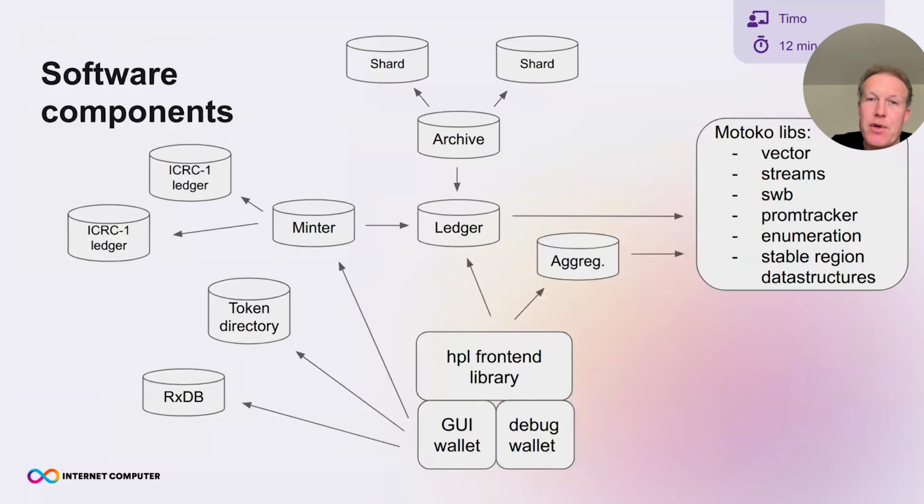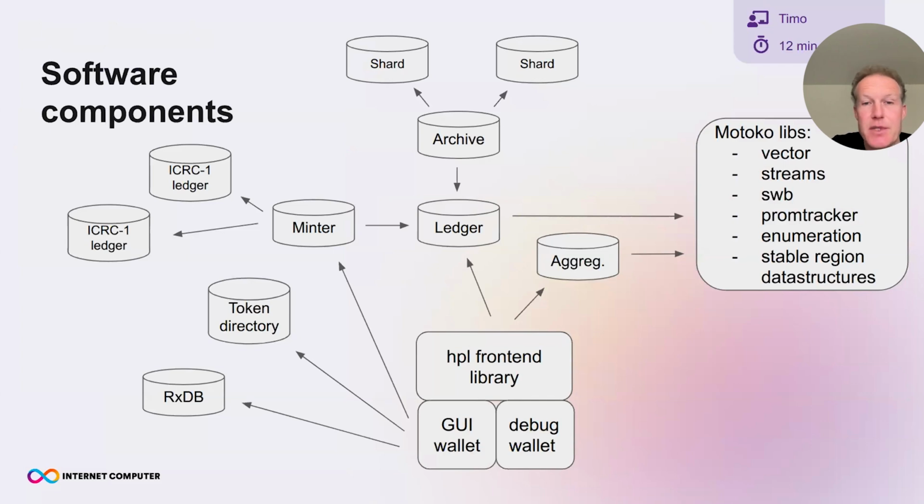In terms of software components, there are a few more. We need, for example, a multi-canister archive to store the transaction history. We have a separate Minter canister, which can bridge all ICRC1 tokens onto HPL. We have a token directory, which hosts curated metadata about the assets in the ledger. Most importantly, unique symbols, the token symbols.